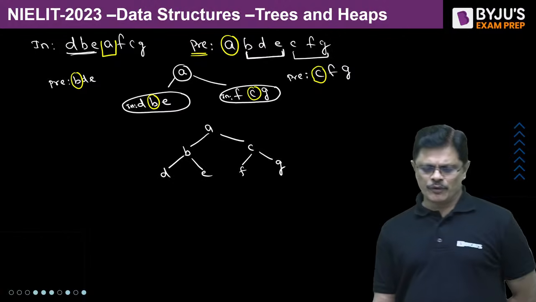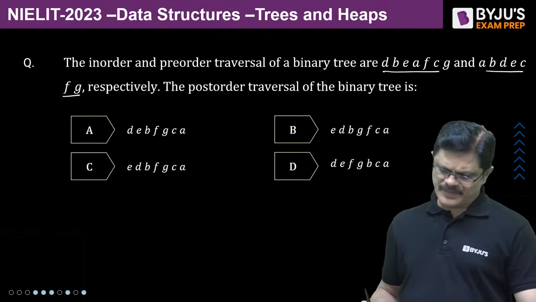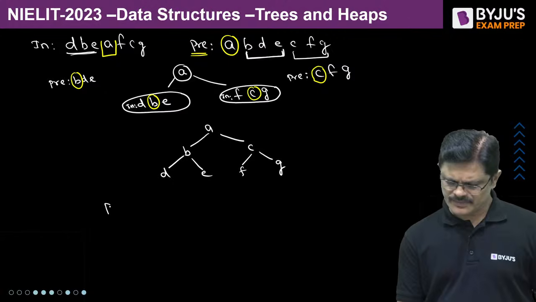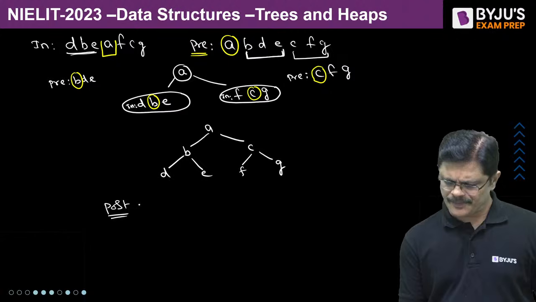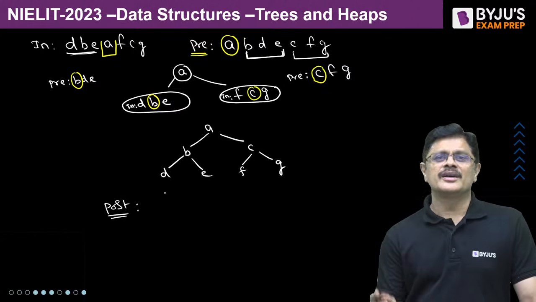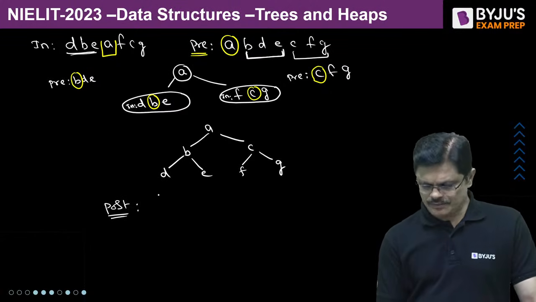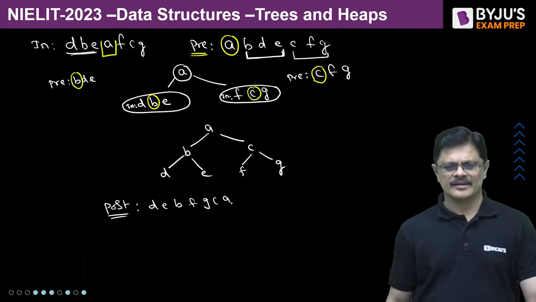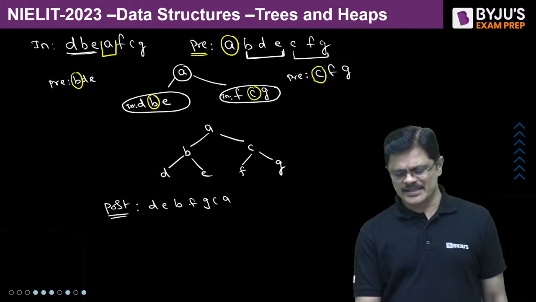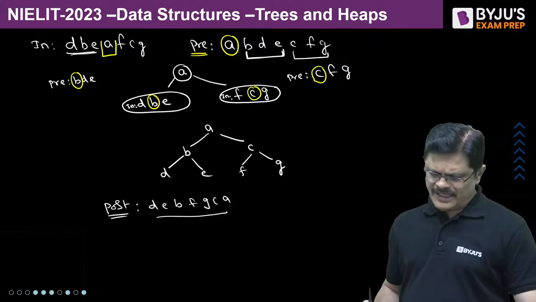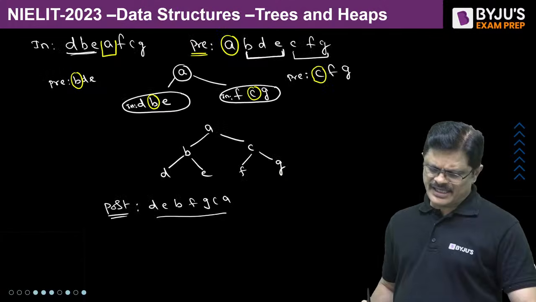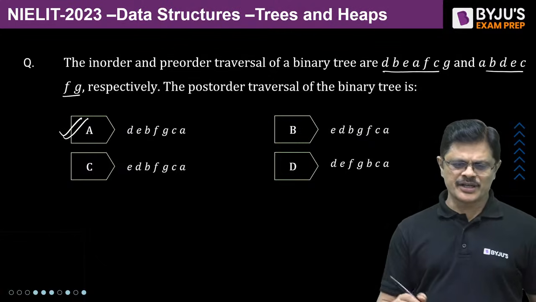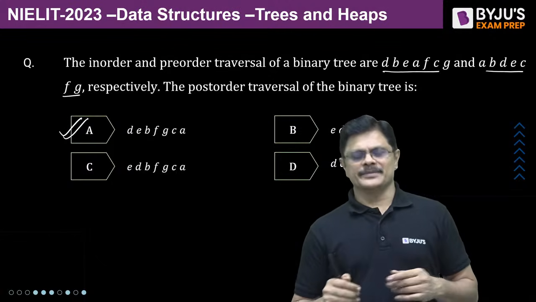So what does he want? He wants the post order. What is the post order, sir? Left, right, root. That is D, E, B, F, G, C, A. So that is your answer, my friends. D, E, B, F, G, C, A. That is option A. Super.